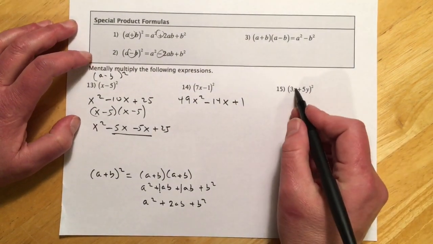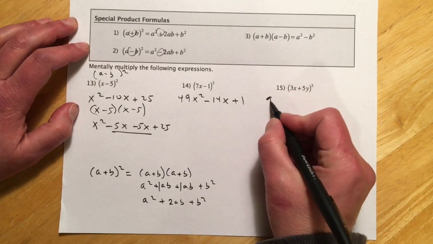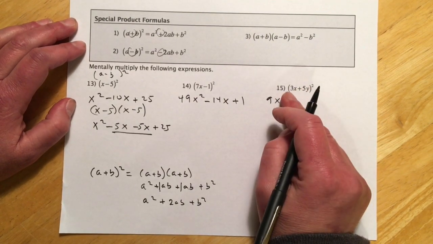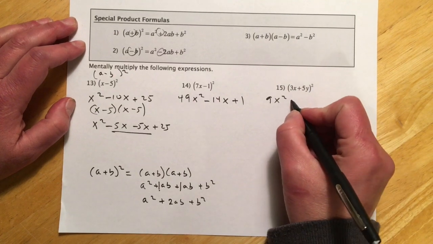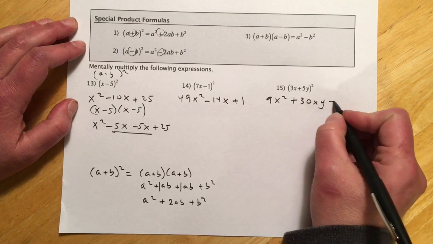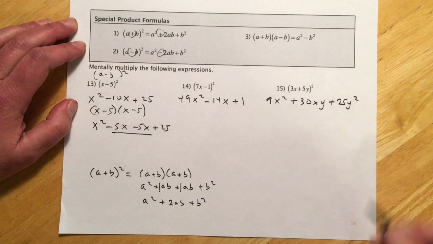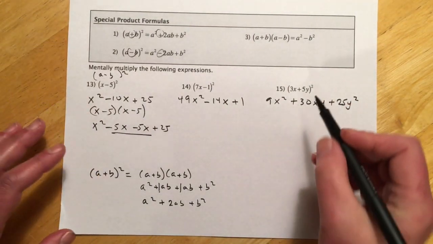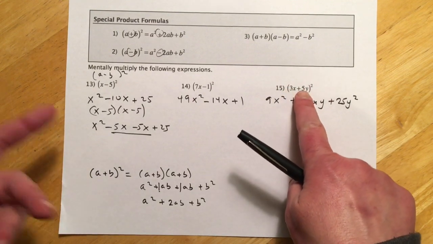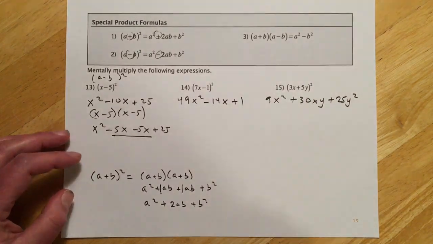This one that I mentioned earlier, so we just take whatever's up front, 3x times 3x, so that is 9x squared. And then we go 2 times a times b, so 2 times 3 would be 6, times 5 would be 30, and then xy. And then on the end we got plus 5 times 5 would be 25, and then y squared. So a nice way to think about it is just 3x times 3x, 9x squared. 3x times 5 would be 15, double it, there's your 30, 5y, 5y, 25y squared.